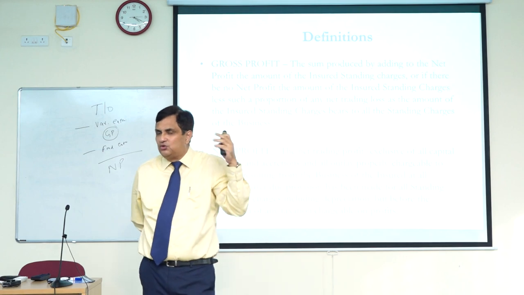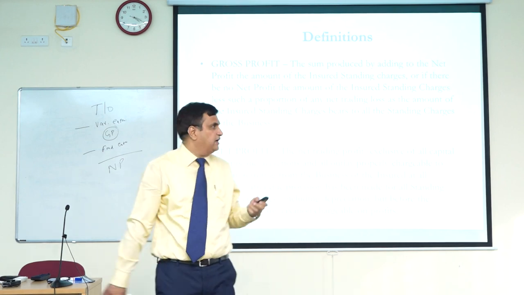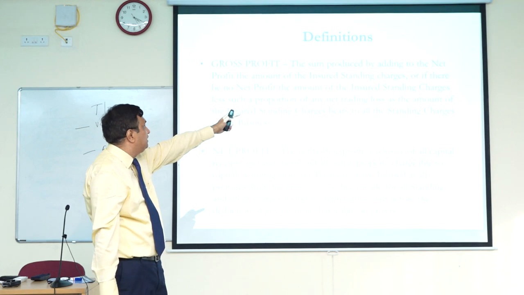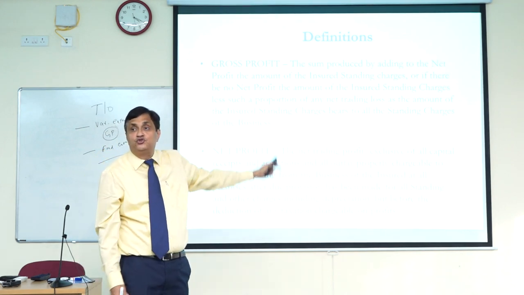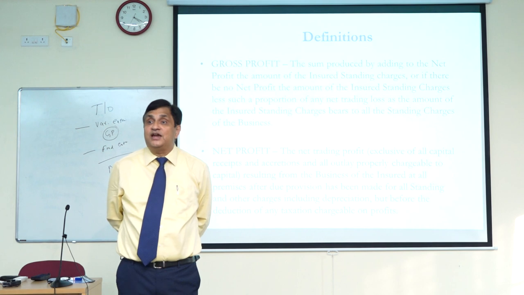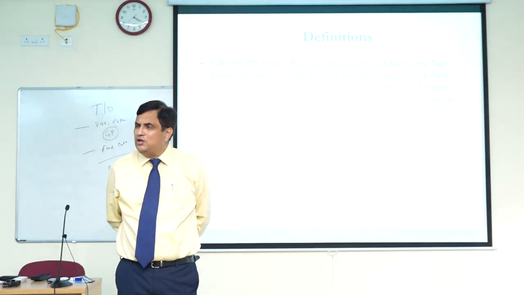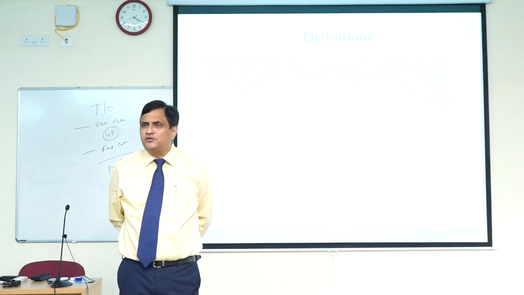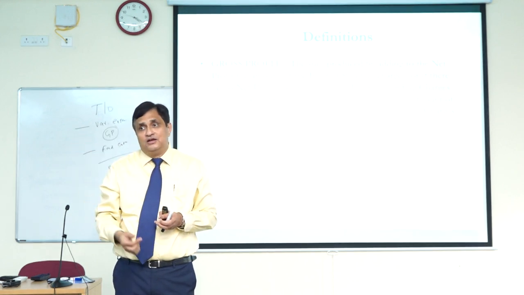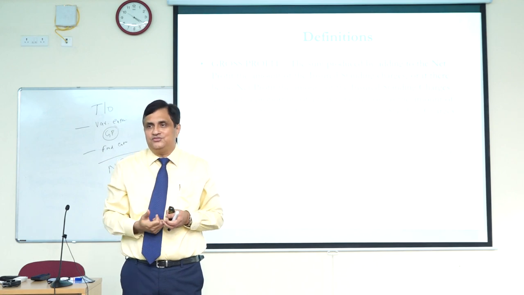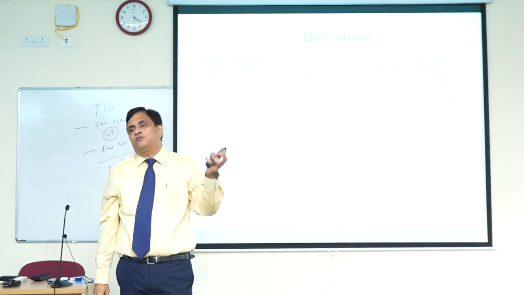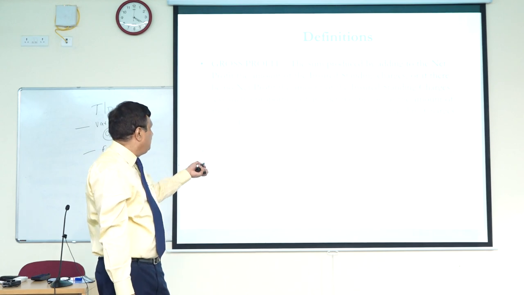I don't think I'll get into each of the definitions, but just understand some of the definitions which are important. This is basically gross profit, the sum produced by adding net profit to the amount of insured standing charges. Why are we using the words not standing charges but insured standing charges? The insured has a right not to insure a standing charge. He can decide, I only want to cover interest because my bank is forcing me to cover it. Or he can say, I am not going to cover this standing charge, wages I am not going to cover. He has a right. So when he does it, you are only going to cover the insured standing charges and not the total. That's why you are not using the words standing charges. You are saying insured standing charges, meaning he is covering whatever he believes is needed, added to the net profit you are given.